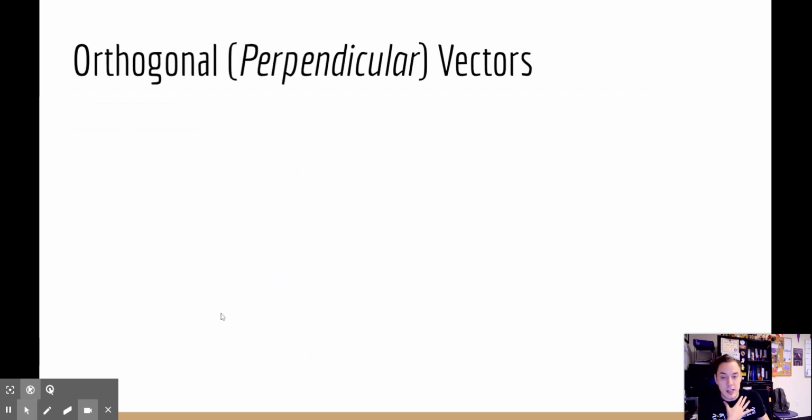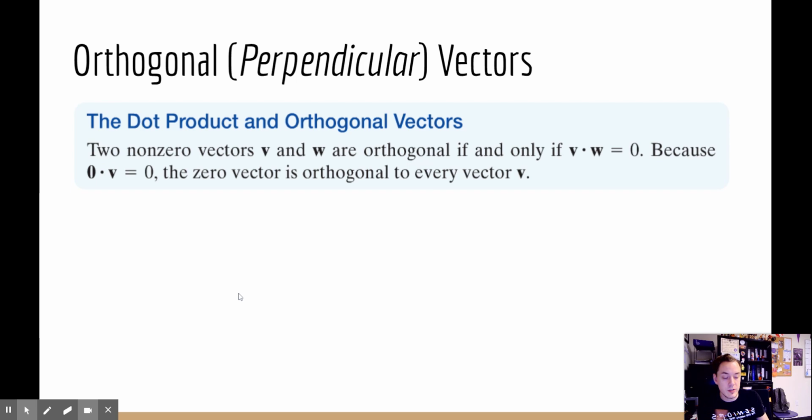Oh my gosh. So orthogonal, or what we call perpendicular. So when I say orthogonal, it just means perpendicular. It's just a fancy word for perpendicular. So two non-zero vectors, v and w, are orthogonal or perpendicular if and only if the dot product is equal to 0. So, and why is that?